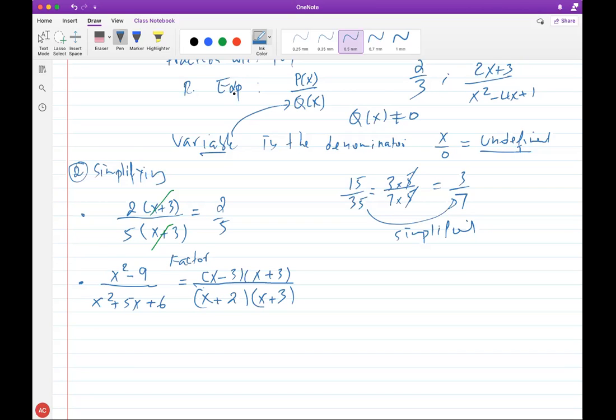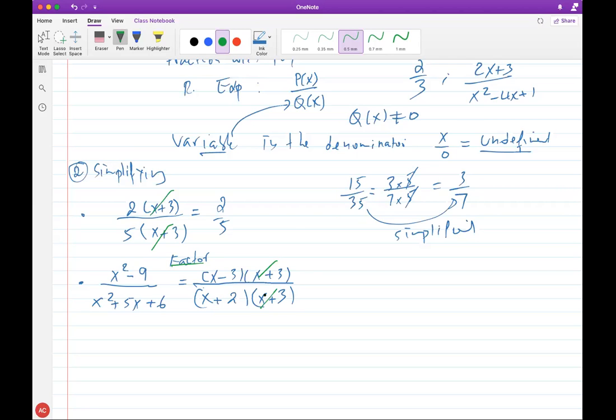What do you cancel? x plus 3. All right. It has to be exactly the same factor. Just like here, you cancel 5 and 5. Same thing here. So this is basically the same as this form. There's a product of two things. These are called factors. So 3 and 5 are factors. These also are called factors. That's why we call it factoring. Then you cancel the common factor. It has to be the exact same thing to be canceled.